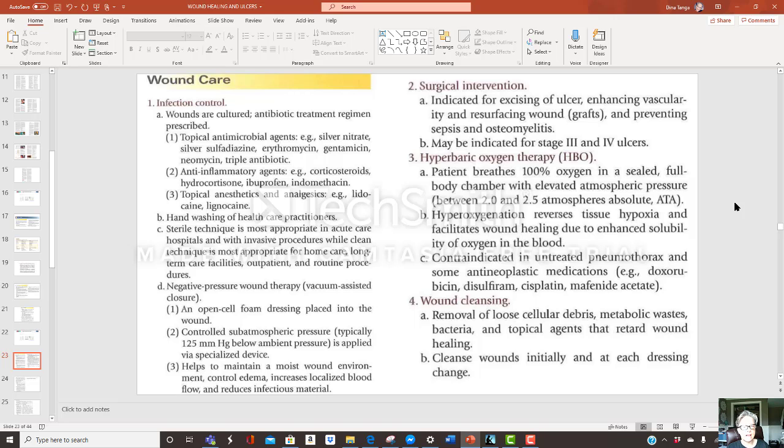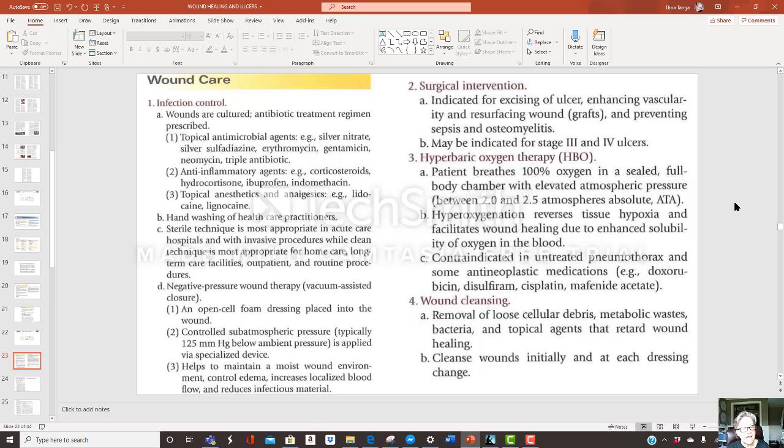Anti-inflammatory agents such as corticosteroids, hydrocortisone, ibuprofen, topical analgesics, and anesthetics, lidocaine, and that one. Hand washing of healthcare practitioners.